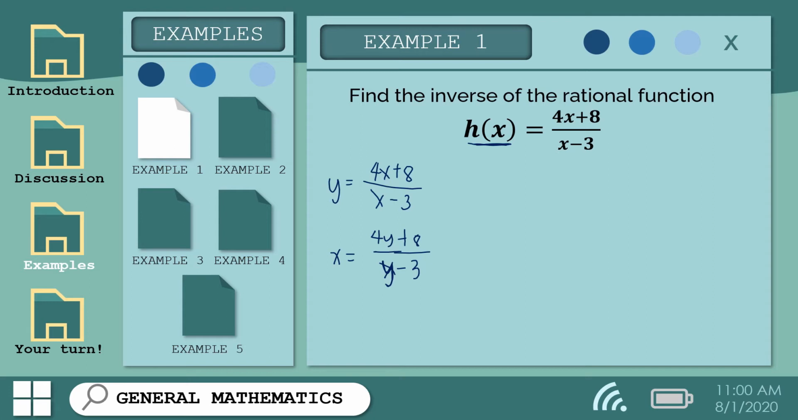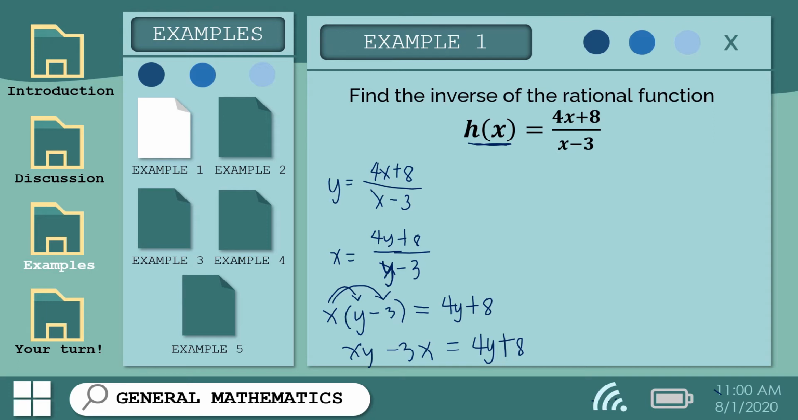So, cross-multiplication, we have now x times y minus 3 equals to 4y plus 8. Ayan po siya. And, of course, distributive property, we have xy minus 3x is equal to 4y plus 8. Sabi natin kanina, kailangan natin pagsamahin lahat ng terms na may y sa kabilang side at ganun sa kabilang side lahat na po ng terms na available.